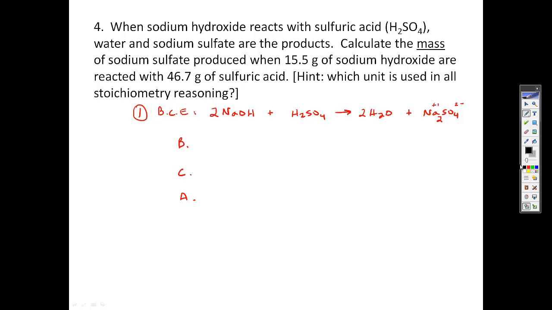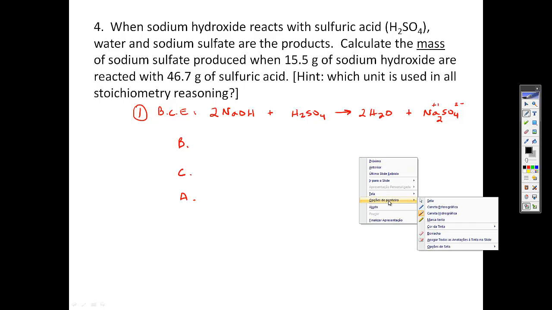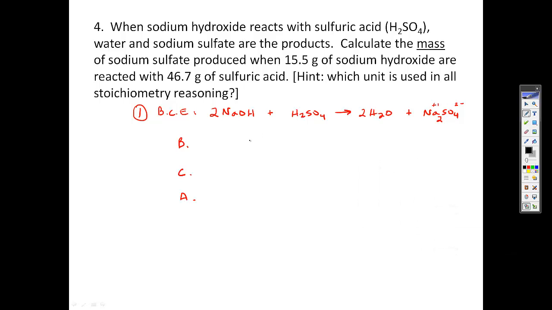Let's go ahead and put in some values here. Okay, now here's the thing. The question gives us the values in grams. Now, why do you think it gives it to us in grams? It gives it to us in grams because that's the way that chemists actually operate. They operate in grams. I'm going to write the grams in here. Sodium sulfate produced from 15.5 grams of sodium hydroxide.